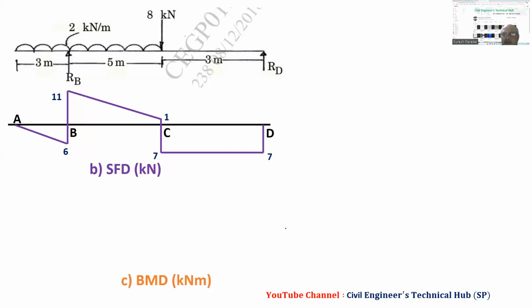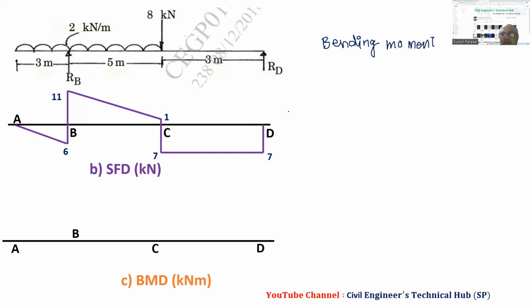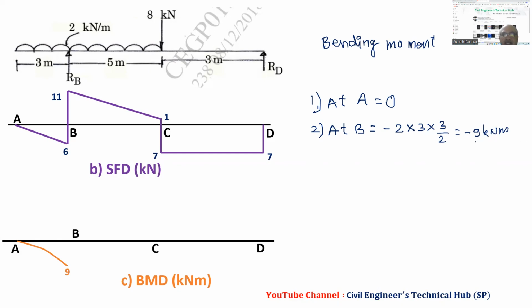Now go for BMD. So for bending moment, first we have to find the bending moment at A. At A the value is 0. Then we have at B, due to UDL, which will be anti-clockwise, minus 2 into 3 into 3 by 2. And this value is minus 9 kilonewton meter. So we have plotted this minus 9. As bending moment decreases, the slope increases. We have maximum slope over here. In SFD it is x to the power 1, so automatically in BMD we have x to the power 2.